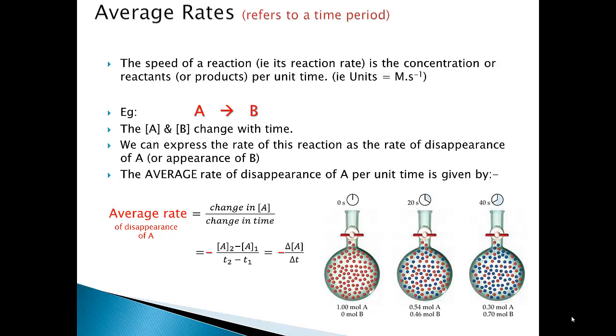Now, to work out the average rate of disappearance of A per unit time, it's given by the change in the concentration of A divided by the change in time. So we have to look over a time period. You can see in this example we've got 3 flasks that have been charged with 2 gases, and over time we've got a reaction.